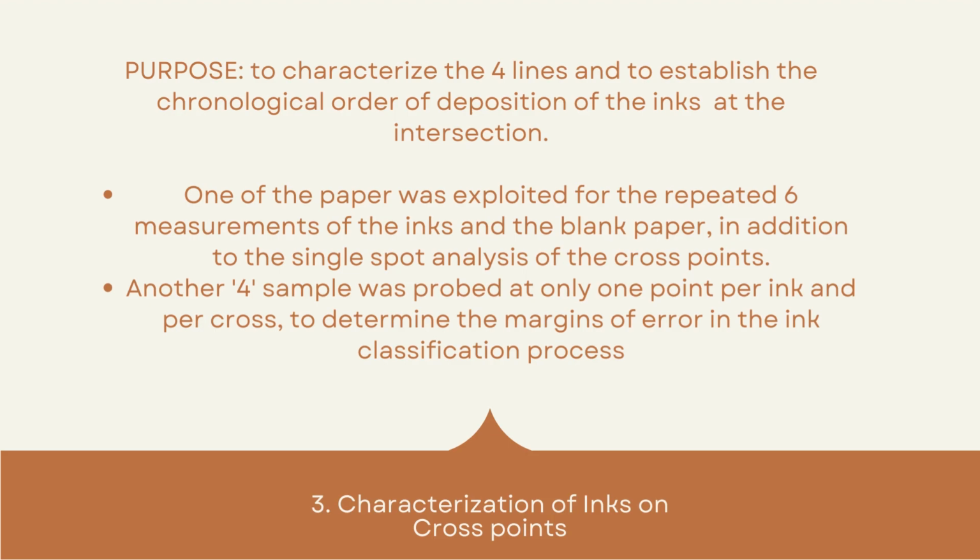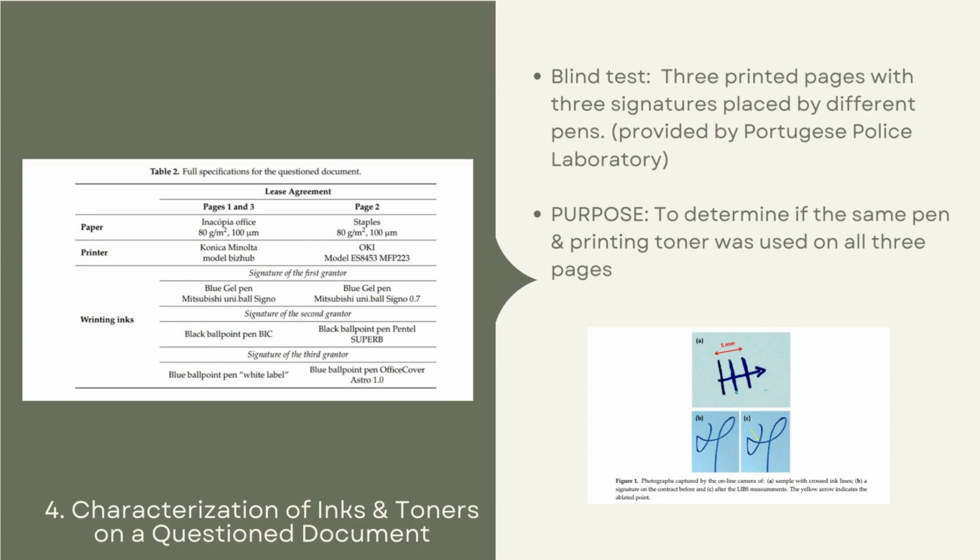One of the 2 replicates was exploited for the repeated measurement of the inks and the blank paper, in addition to the single spot analysis of the cross points, while the second sample was probed at only 1 point per ink and per cross, with the aim of determining the margin of error in the ink classification process. The last set contained 3 printed pages with 3 signatures placed by different pens.